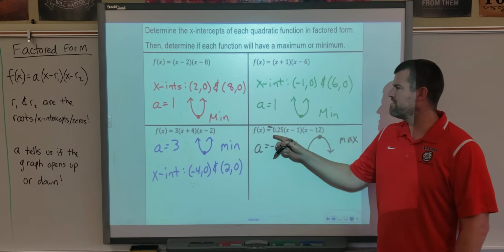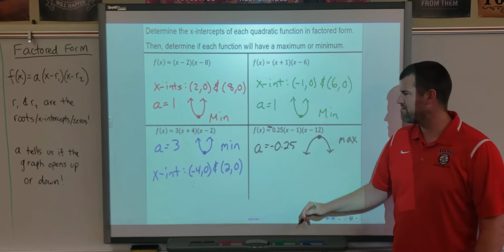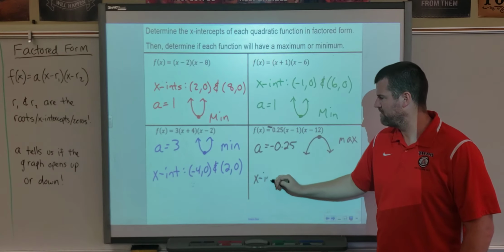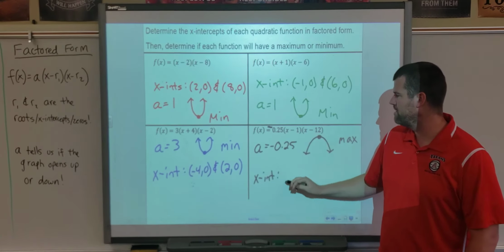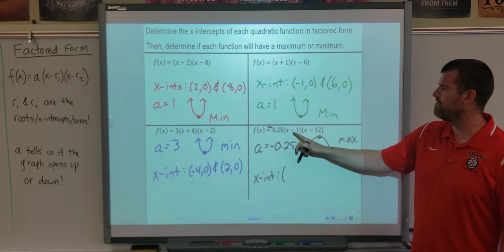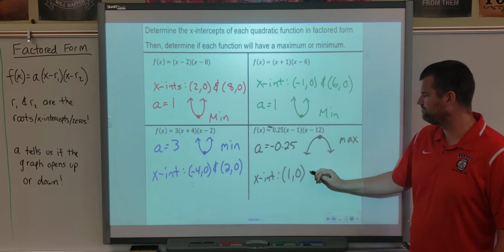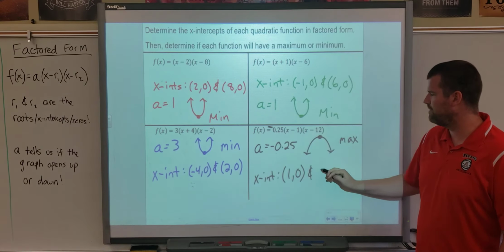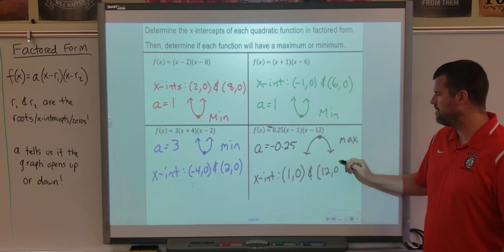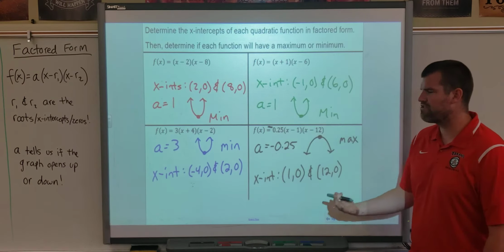But whether this is positive or negative doesn't change the x-intercepts. Our x-intercepts are still going to be the opposite of what is in the parentheses. So if we have negative 1, that means our intercept is positive 1. And if we have negative 12, it means our other intercept is positive 12. Hopefully you're starting to get the hang of this.